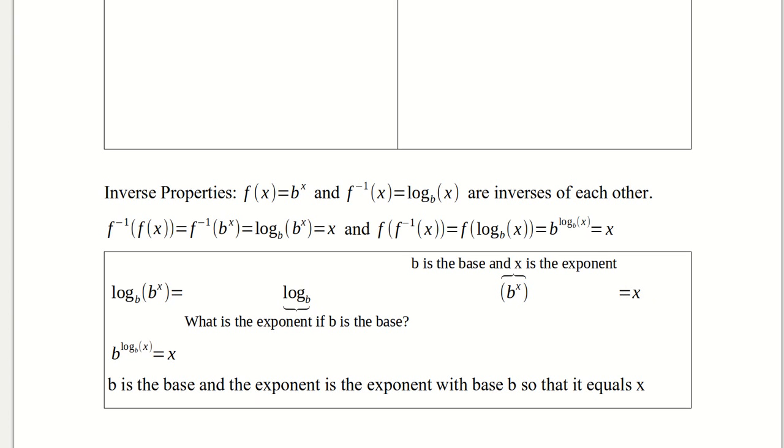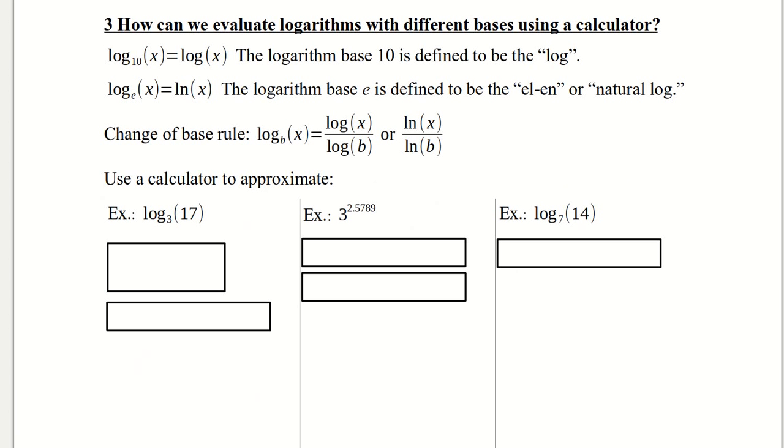So, written without so much space in there to fit the English sentences in, we can see that b raised to the log base b power of x is x. So, if b is the base and the exponent is the exponent with base b, then it equals x. Exactly what it says. Anytime you learn a new operation, it's nice to know the arithmetic on it.